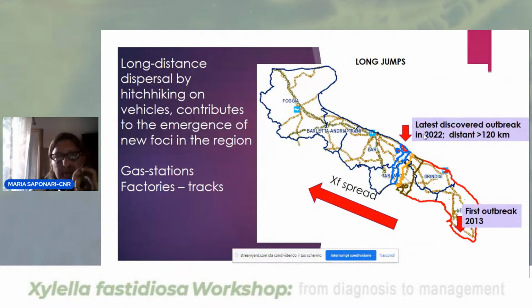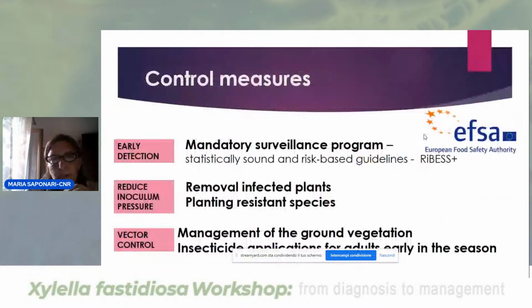The control measures in Europe are based, as Rodrigo also explained for Pierce's disease, on early detection, reduction of the inoculum pressure, and vector control. For the early detection in Europe, there is a mandatory surveillance program. This is enforced not only in the infected and demarcated area, but also in the territories and the countries that do not yet have the bacterium.